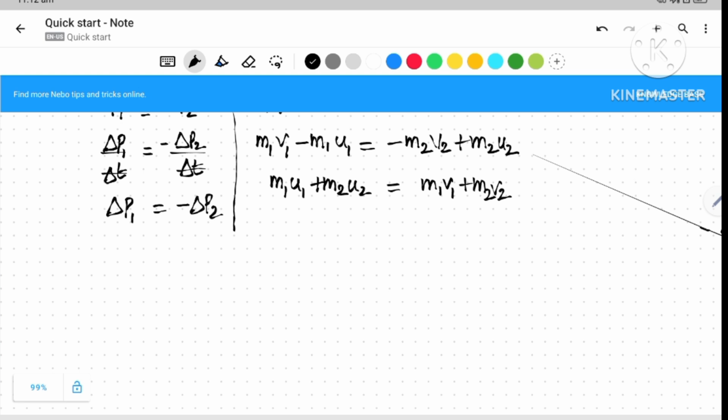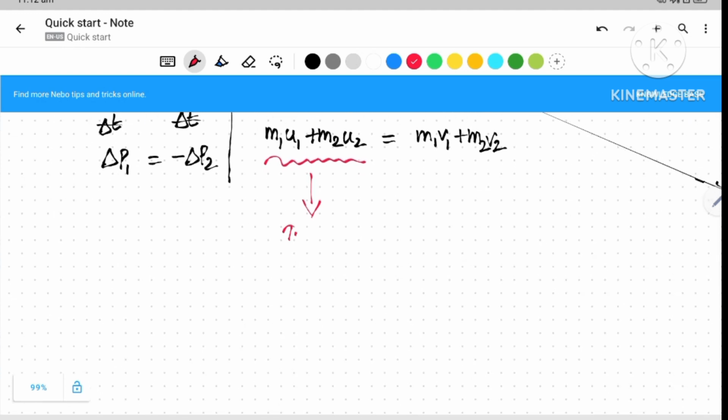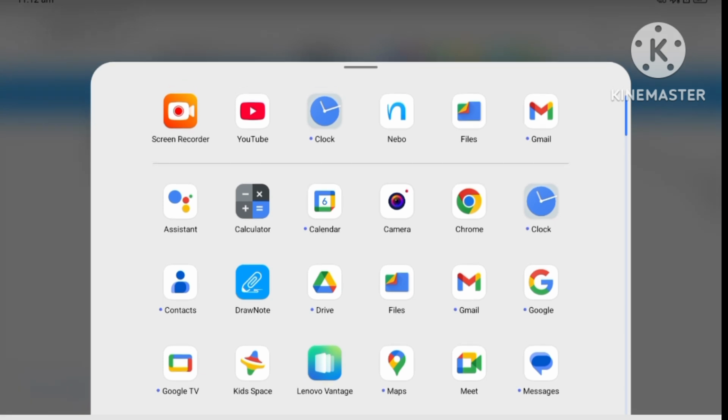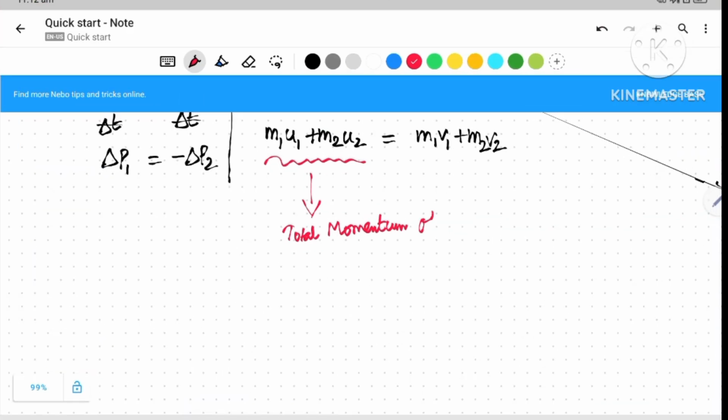Now what does the LHS give us? The LHS gives us the total momentum of the two bodies before the collision or before the interaction. So this LHS term gives us the total momentum of the system.